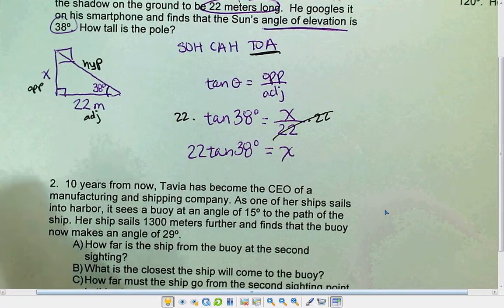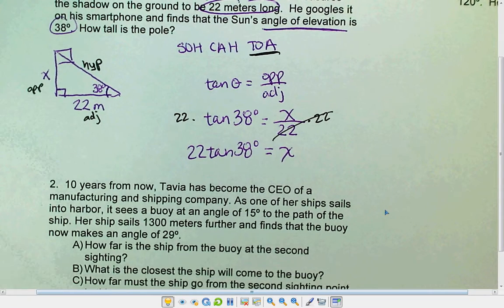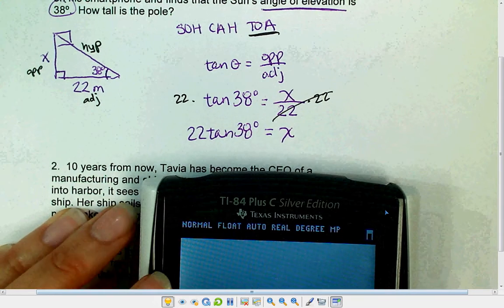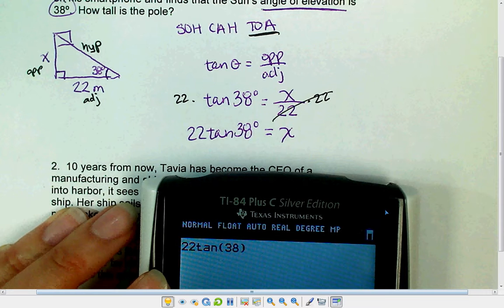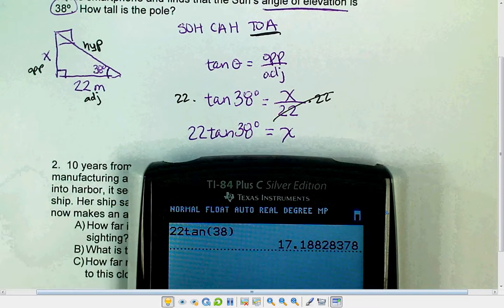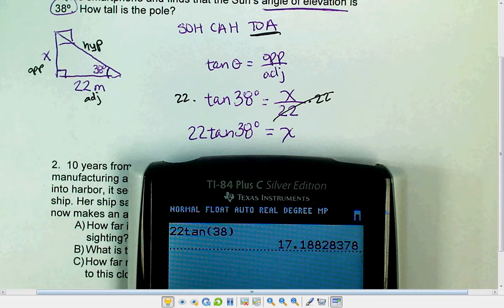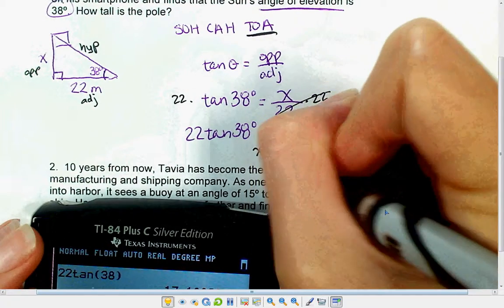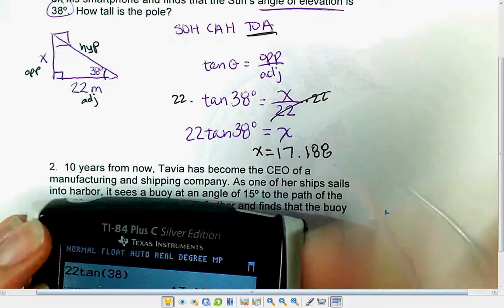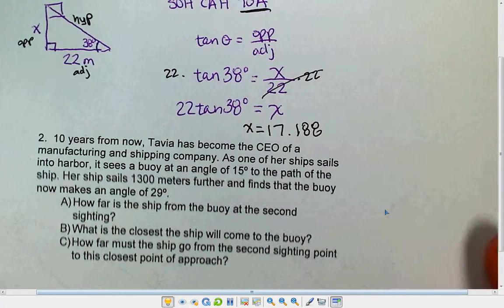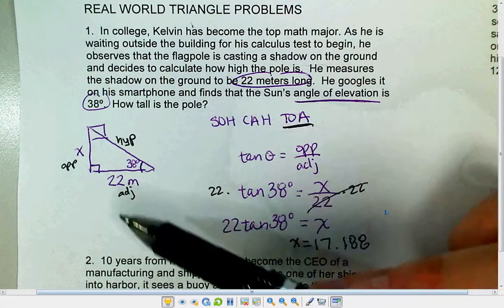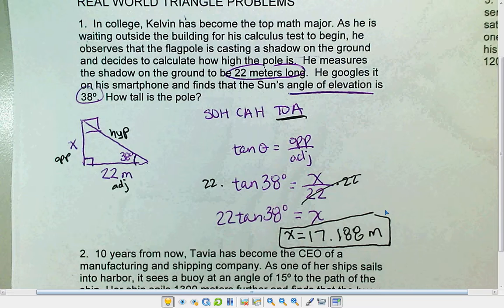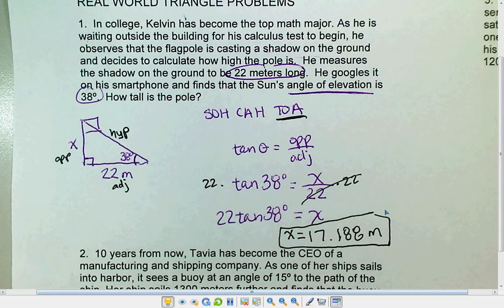Once I have x by itself, I can now plug this into my calculator. So first make sure you are in degree mode, and then type in 22 tangent of 38 degrees. We get 17.188, 3 decimal points. And what is this measuring? This is measuring distance, how tall this pole is. So we do need units. Because our 22 is in meters, this is also going to be in meters. So this is my final answer, 17.188 meters.